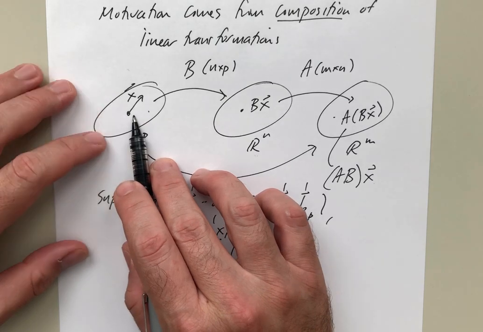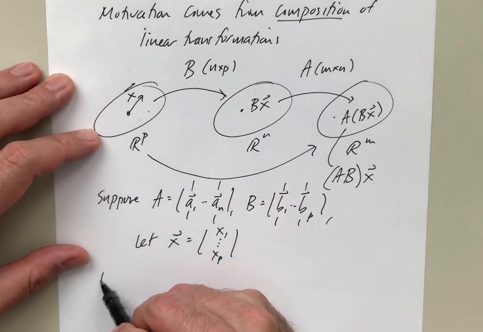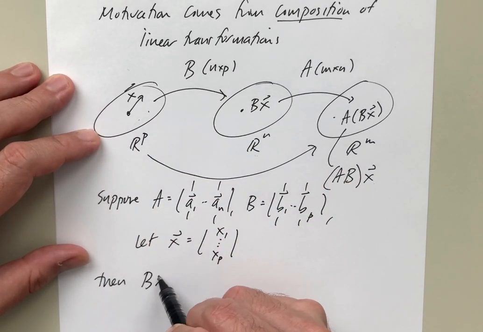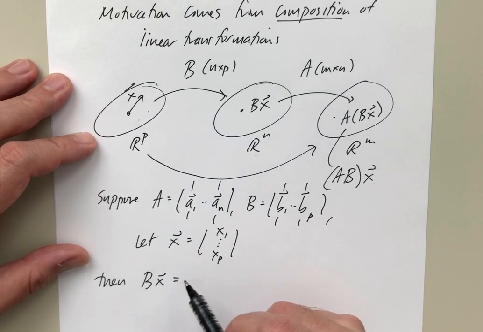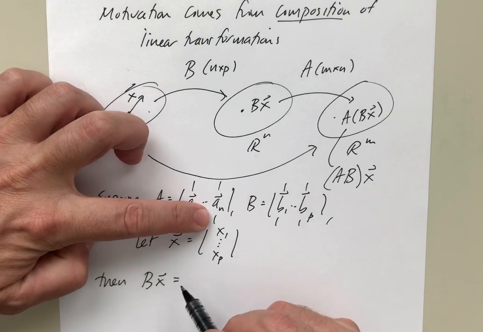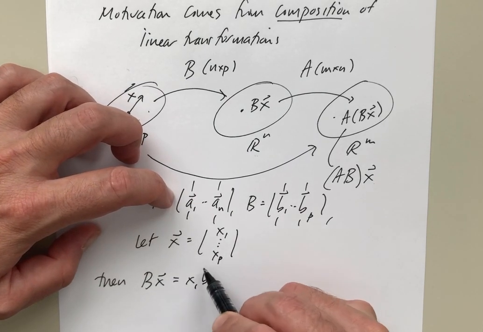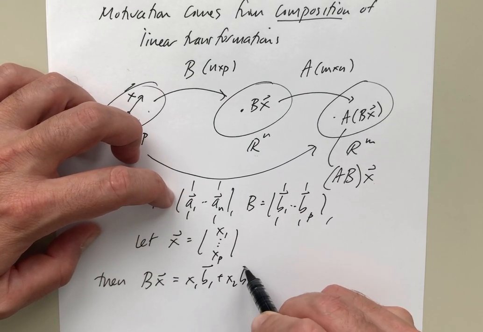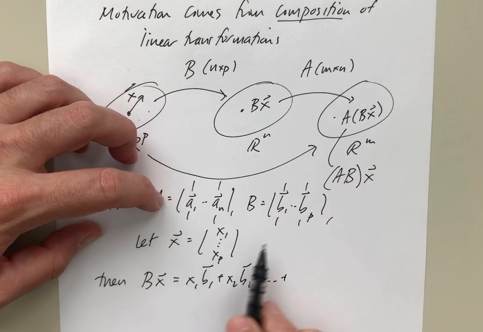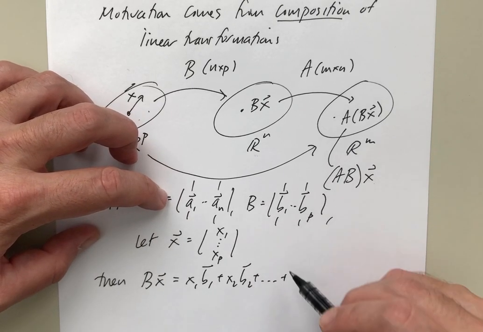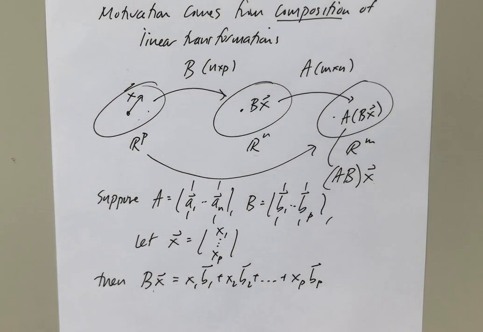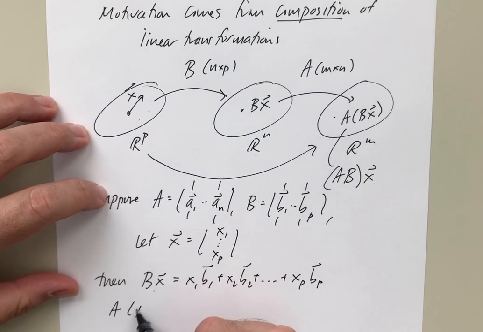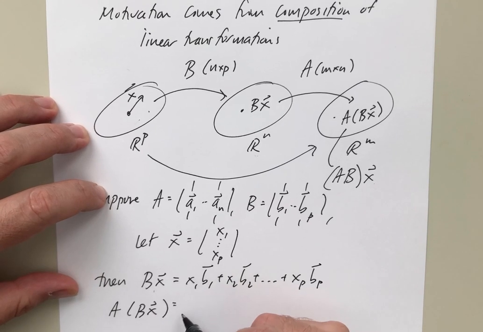So if I start with x, this vector in RP, what we know is that B times x, by definition, when I take a matrix times a vector, gives me a linear combination where the weights are coming from the entries of that vector. And the linear combination has vectors coming from that matrix B. So that's the definition of B times x. But then what's A times B of x? Well, this is A times all of this.